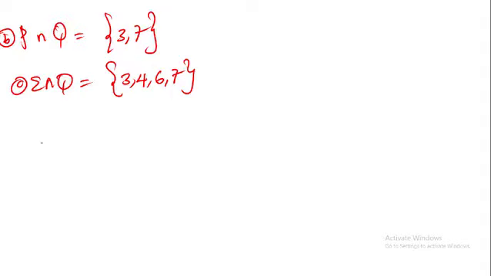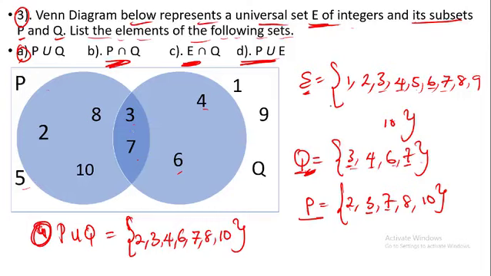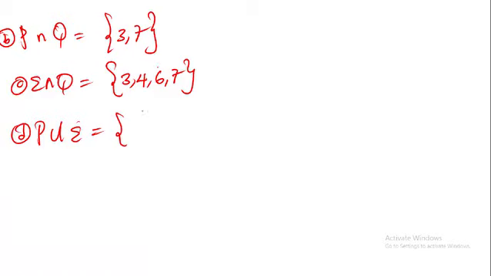Then we have our D, P union E. P union E is the set of the combination of P and E without the repetition of any number. Okay, so we have 2, 2, 3, 3, we have 1, and the rest of them. So if you check very well, it will just be equal to 1 to 10. So we have 1, 2, 3, 4, 5, 6, 7, 8, 9, 10.